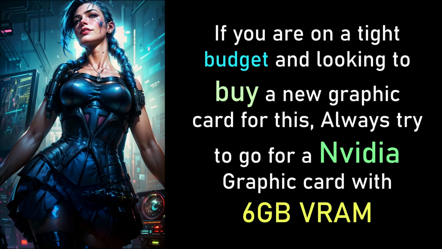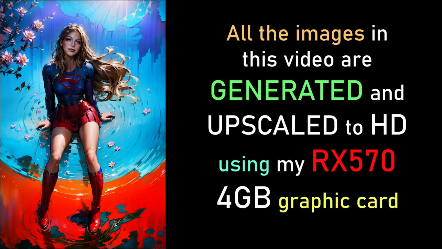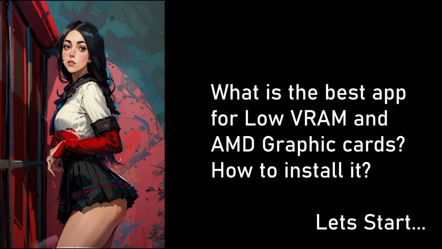That being said, if you are on a tight budget and wanting to get into Stable Diffusion image generation, always go for an NVIDIA card with at least 6 GB VRAM. It is the best entry point for this kind of work. All the images you see in this video are generated and upscaled to HD using my 4 GB RX 570 graphic card. I will show you which software is best and how to set that up on your computer.